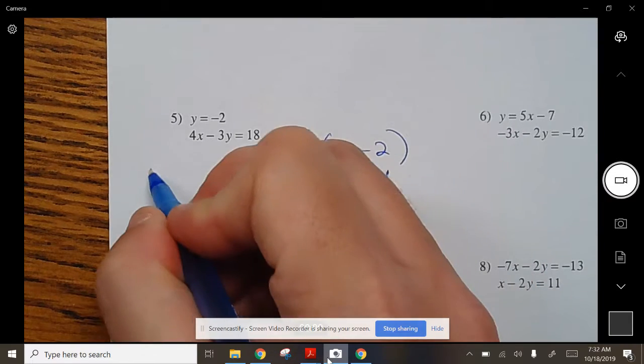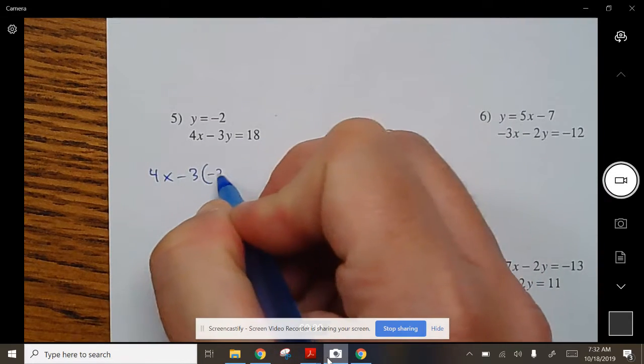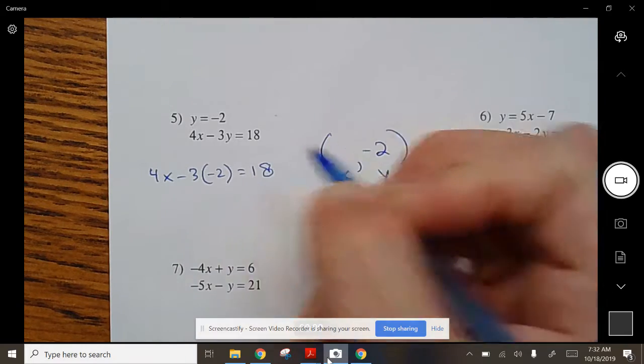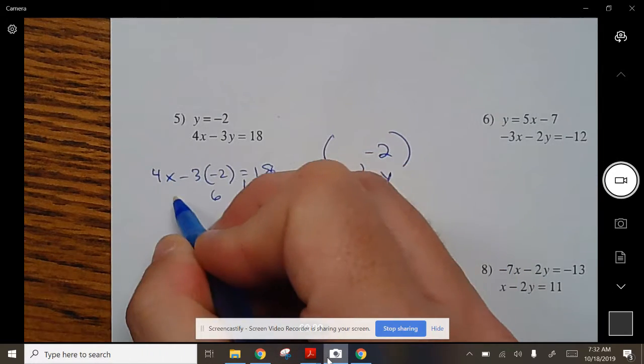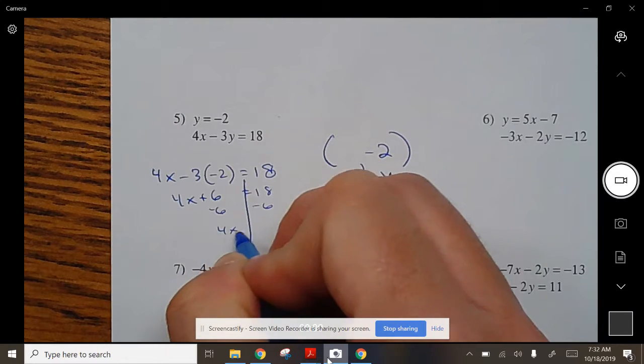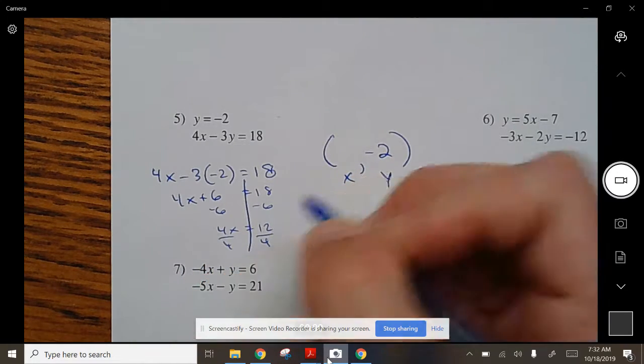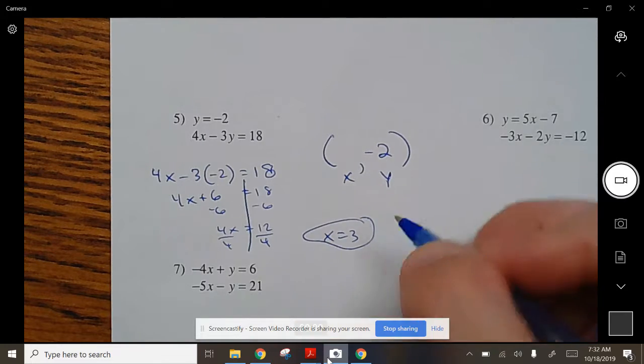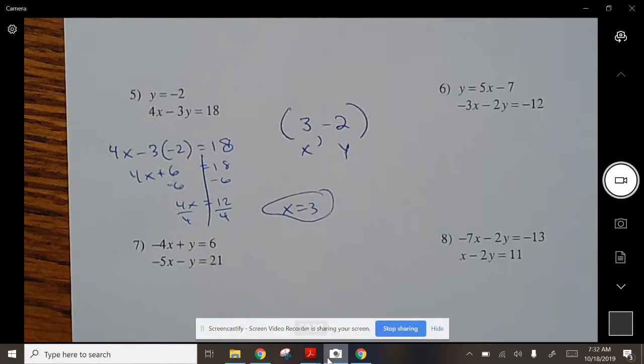If you did that properly, you had 4x minus 3 times negative 2 equals 18. Positive 6, 4x plus 6 equals 18. Subtract 6, 4x equals 12. Divide by 4, x equals 3.